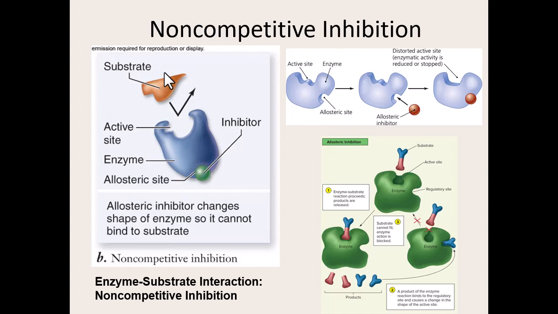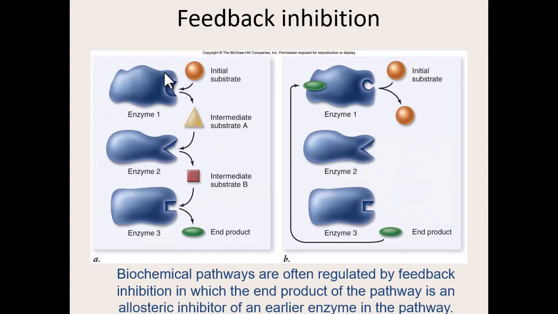This is just showing here's the active site, but things can bind in other spots. And they change the shape of the active site, so stuff can't bind. So you need another spot, and the substrate can't bind. Now, what can happen is sometimes the product that these enzymes make actually becomes an inhibitor.